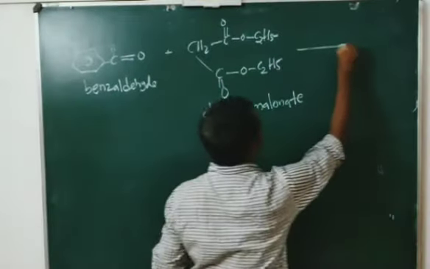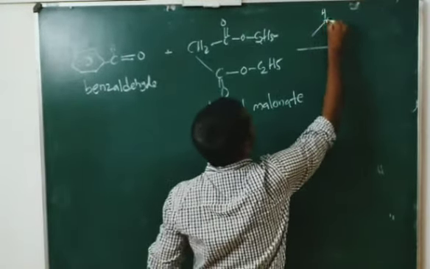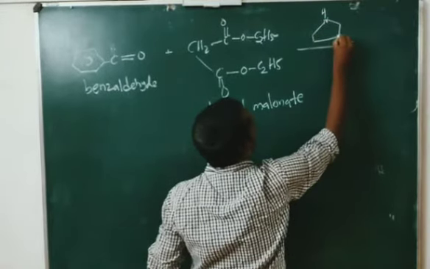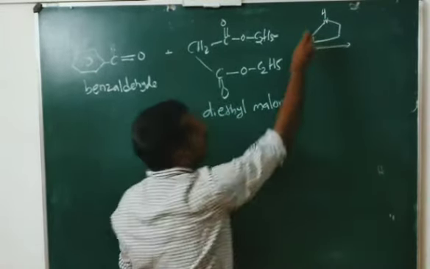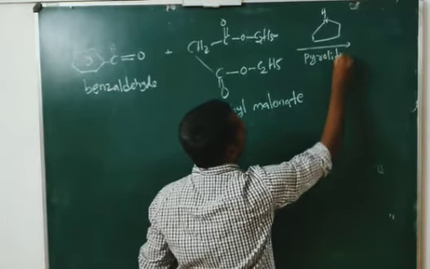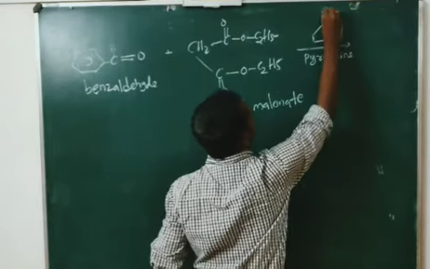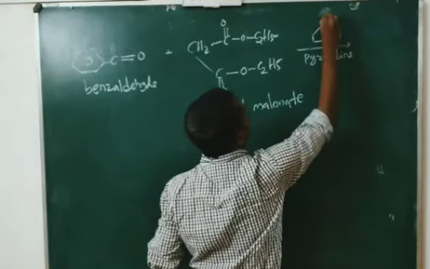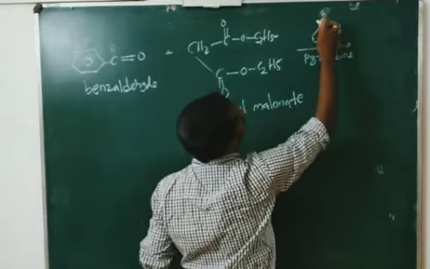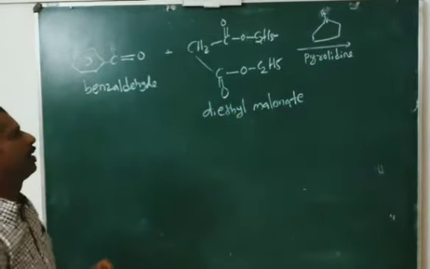In the presence of a base, I am taking the base. Look at it here, NH, and this is a 5-membered ring. This base is known as pyrrolidine. This is the base, an amine with an NH group, and it is a 5-membered ring. That base is known as pyrrolidine.